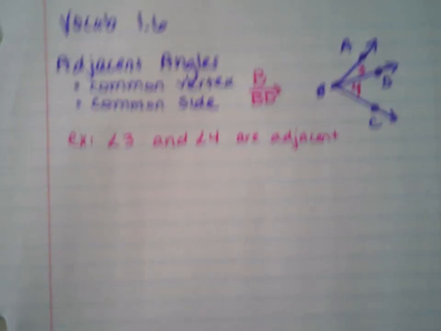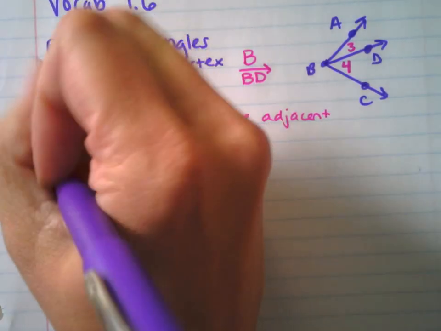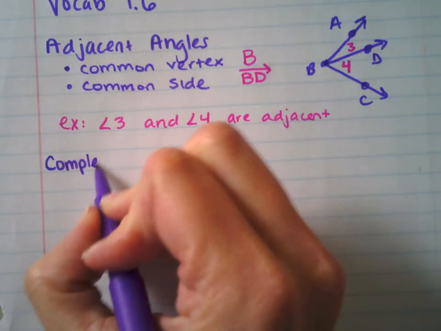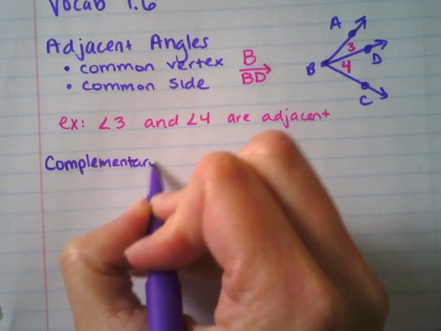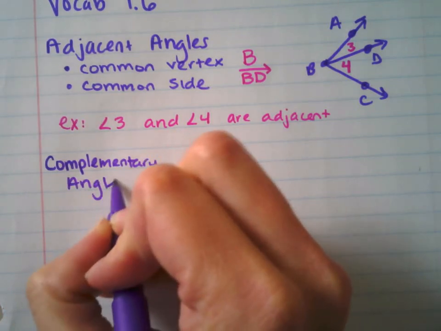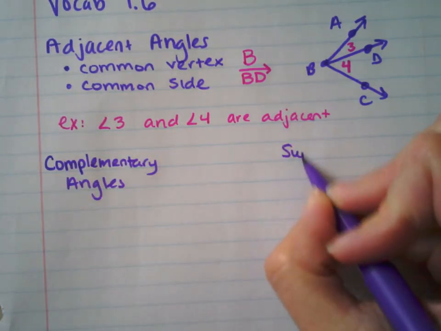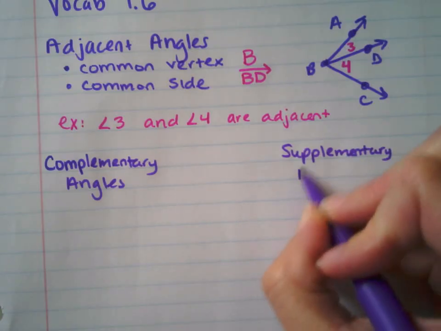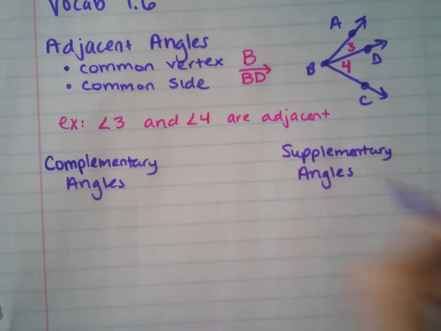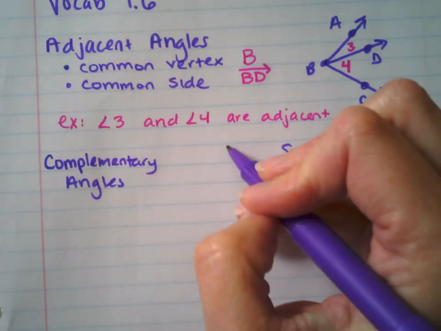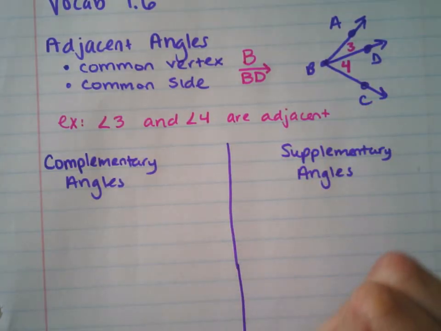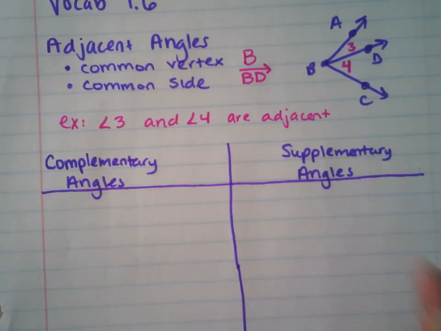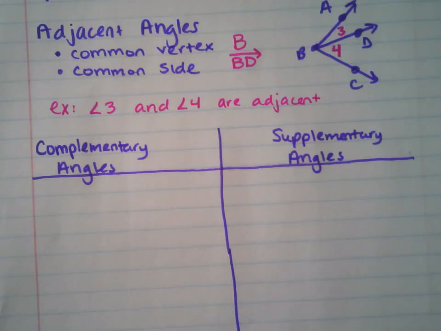All right, we're going to do 2 more words next, and we're going to put them in a table. So on the left side, I want you to write complementary angles. And on the right side, we're going to write supplementary angles. You guys have dealt with these words in middle school math before. I don't know if you remember what they mean, but you have heard them before.